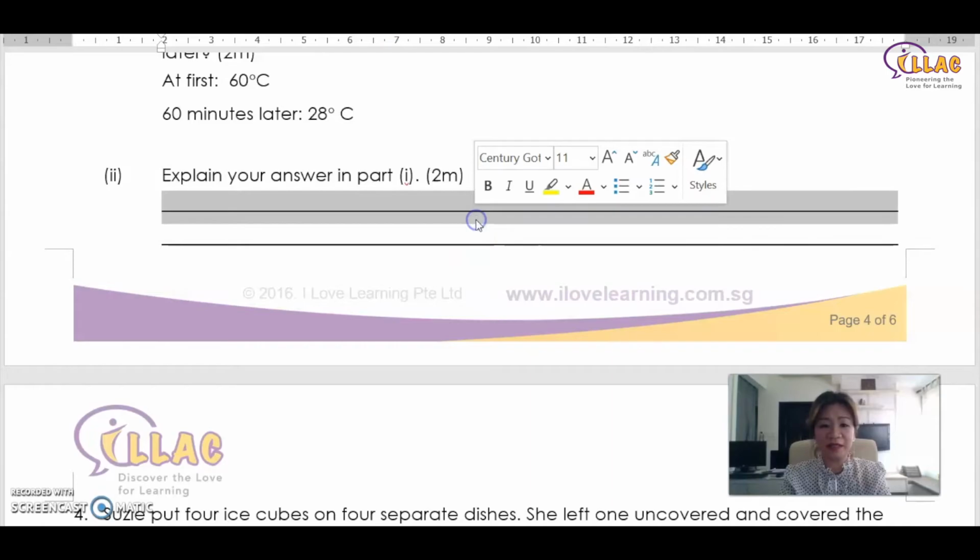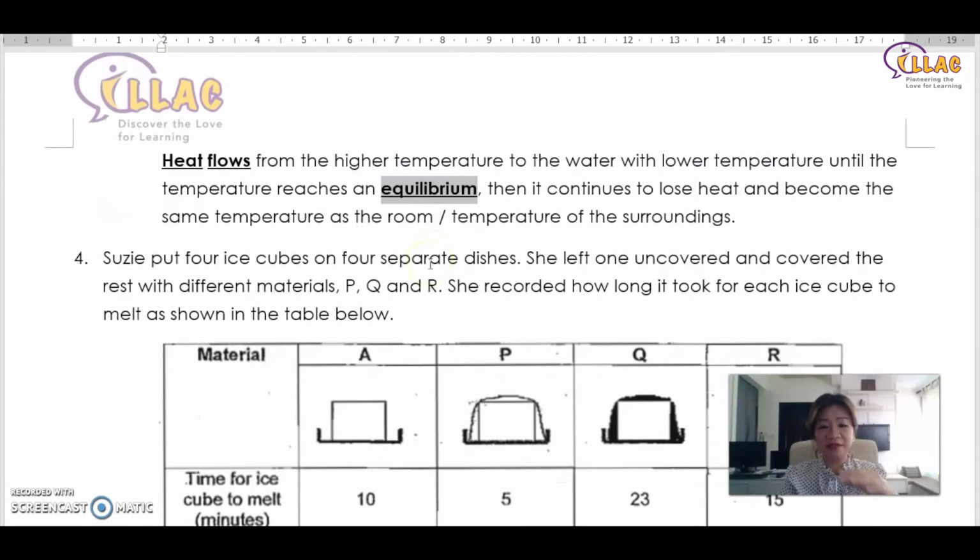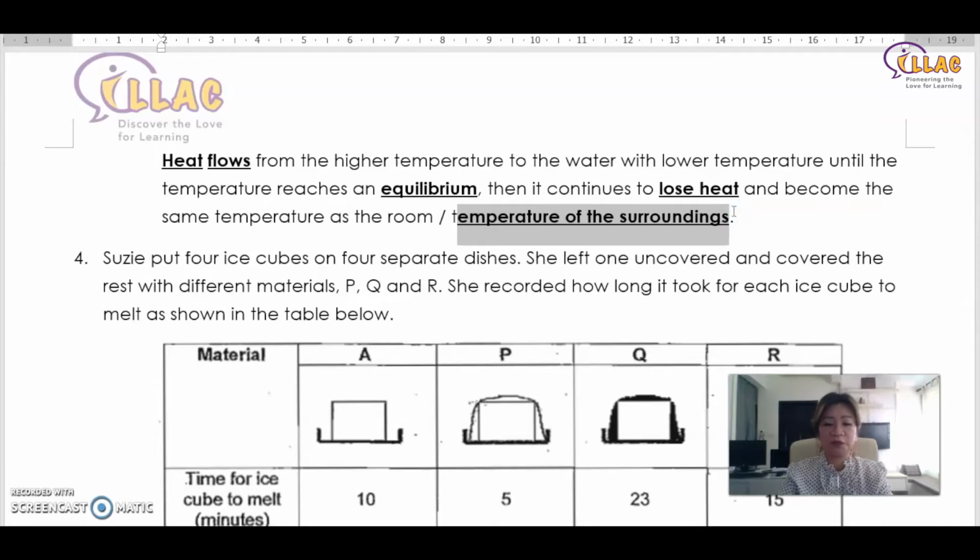The keywords will be, the heat will travel from the higher temperature to the water with lower temperature. So the traveling of heat, you have to state, right? So heat flows from high temperature to low temperature until it reaches an equilibrium, a balance, right? If you can't spell equilibrium, use balance, it's okay. Then it continues to lose heat 1 hour later, right? So it continues to lose heat and become the same temperature as the room, or lose heat and reach the temperature of the surroundings also can. So this part, this is another keyword that you need, room temperature.